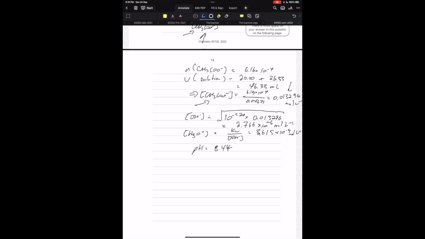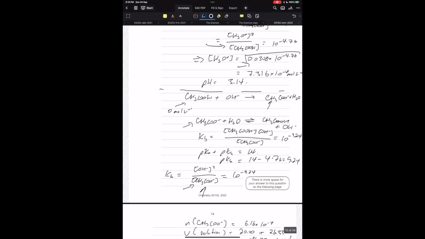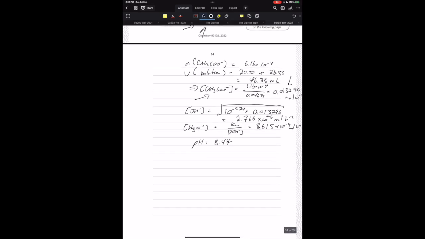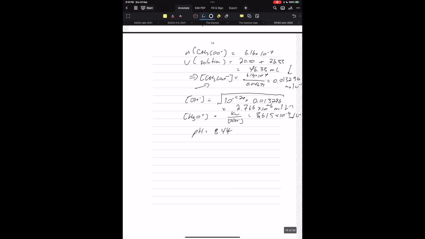And then, of course, we have the last part, which is after 35 mils of calcium hydroxide solution has been added. So in this case, the total volume, let's separate this again. The total volume is equal to, we know, 35 mils plus the original 20 mils is 55.00 mils.